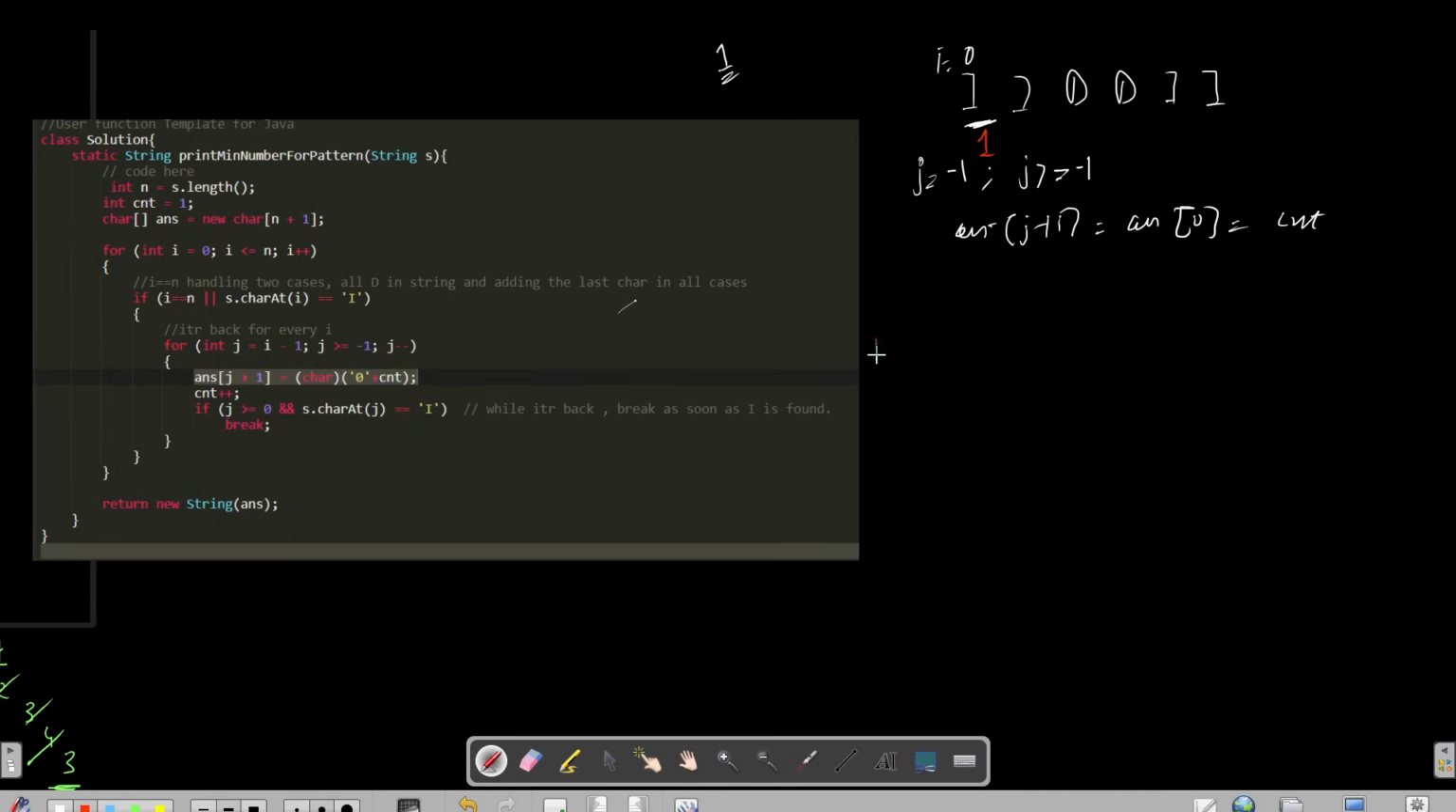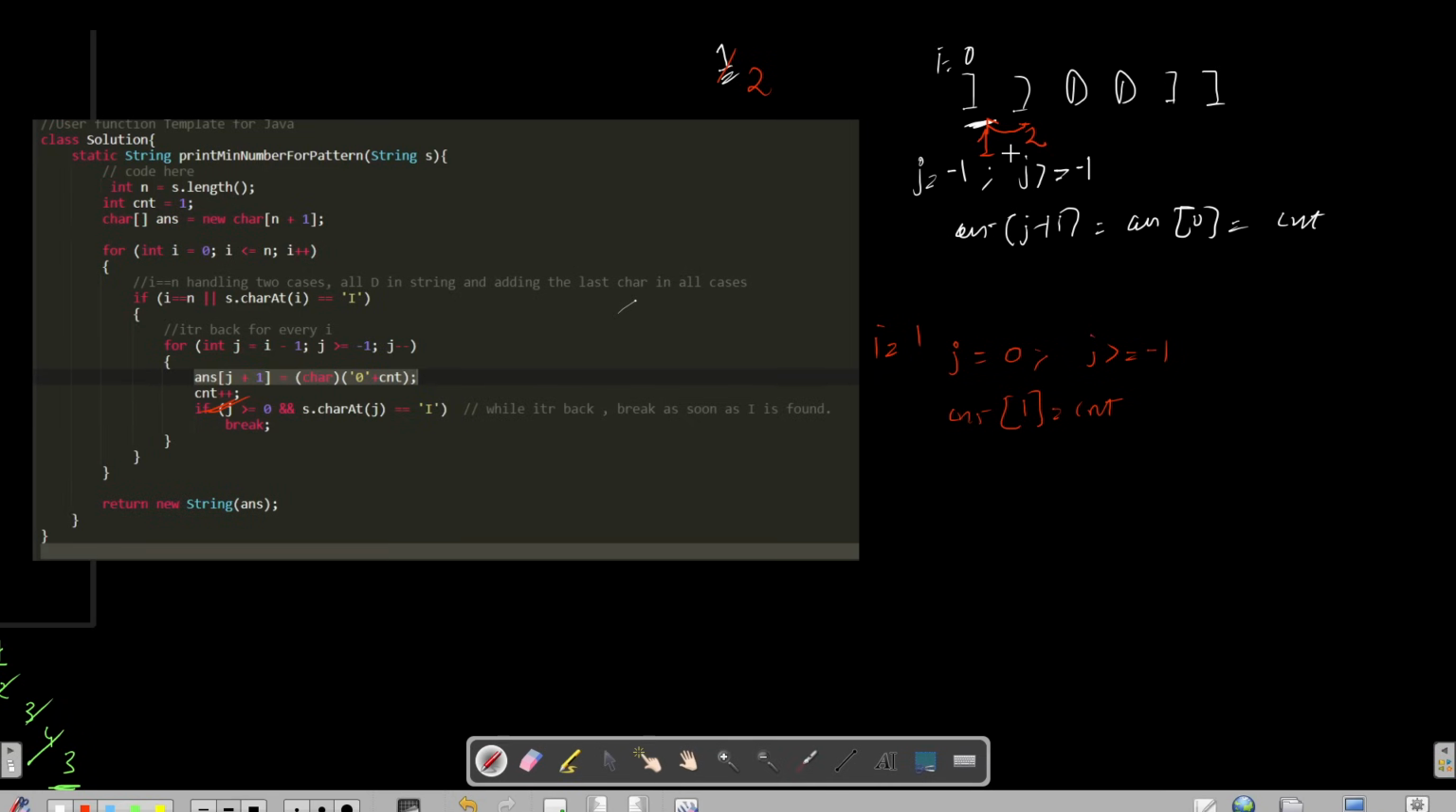We have 1 here. Now for i equals to 1, again there is an I here, so j would be starting from i minus 1, that is j equals to 0, it will go till j greater than equals to minus 1. So you'll have two iterations here, right? But we have decided as well that whenever we get an I, we have to break. When we iterate back and we get I, we have to break from there, right? Okay, so what will happen? The answer of 1 would be updated with the count, and count was nothing but 1, which was updated, so we have incremented it here, count plus plus, and count was nothing but 2, so we would now be updating it with 2.